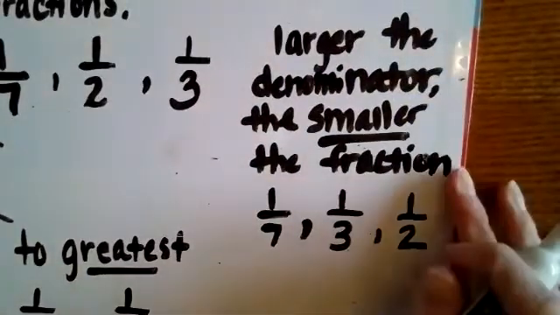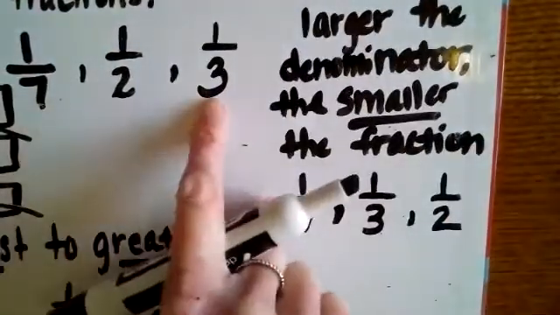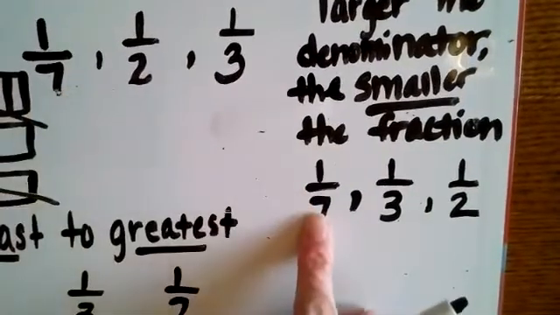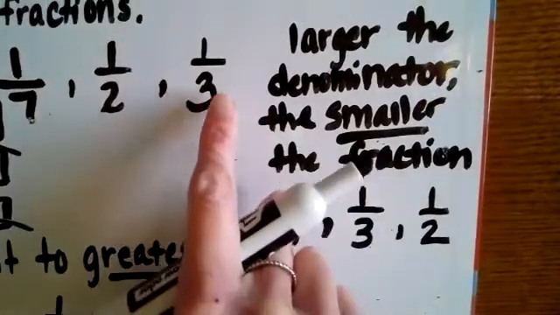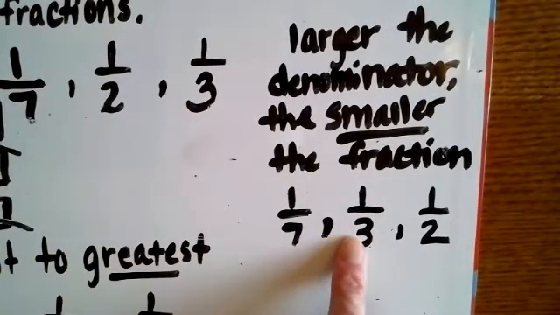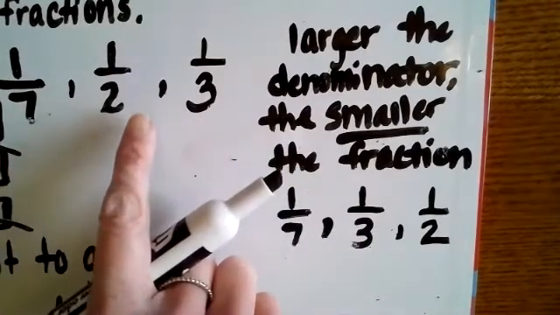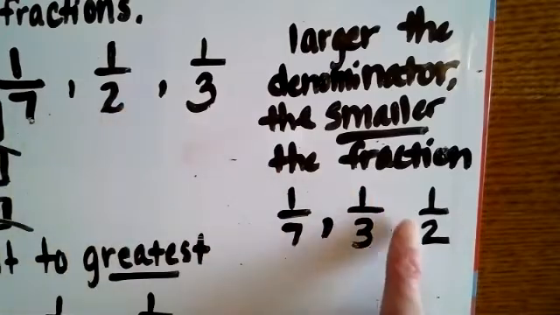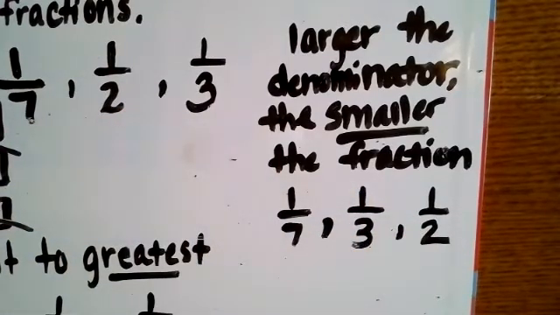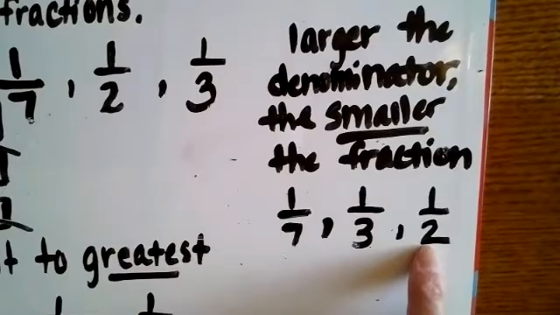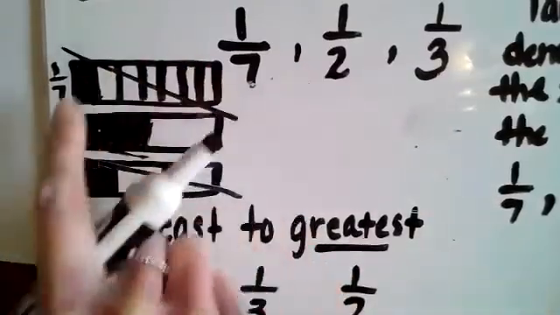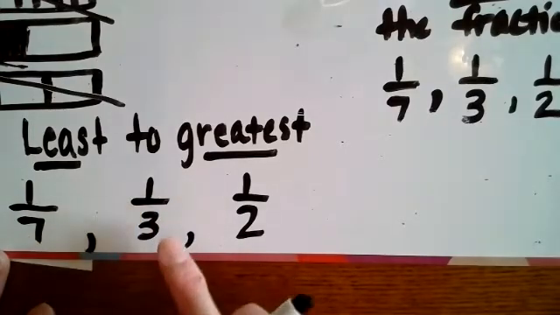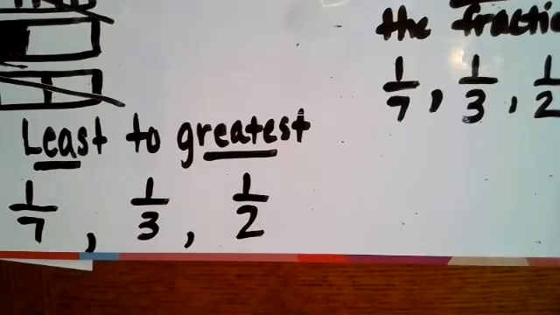Notice that when we used our rule, the larger the denominator, the smaller the fraction. Large denominator, we listed it as the smallest. Next largest was the next smallest. And then, it's strange, but the smallest denominator, we have to think about the opposite. Smallest denominator was actually the greatest fraction. That's too much wording and still confusing for your brain. Our models supported the same thing. Least to greatest: 1/7, 1/3, 1/2.